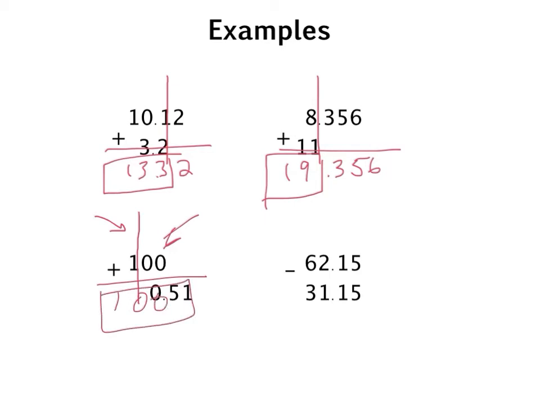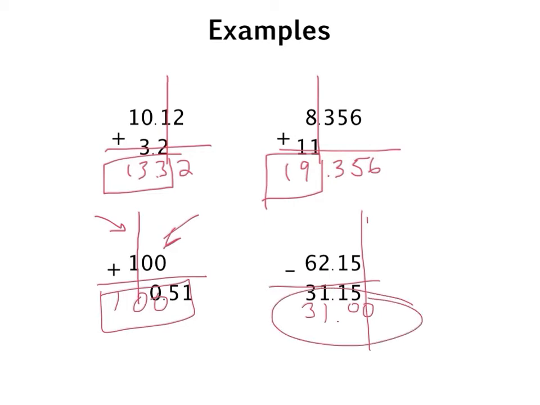Now, in the last example, 62.15 minus 31.15. If you do this on the calculator, you get the answer 31. But notice, they both have the same number of decimal places. In order to keep that bit of information about our measurements, we have to add those two zeros. So we cut it out, 31.00.